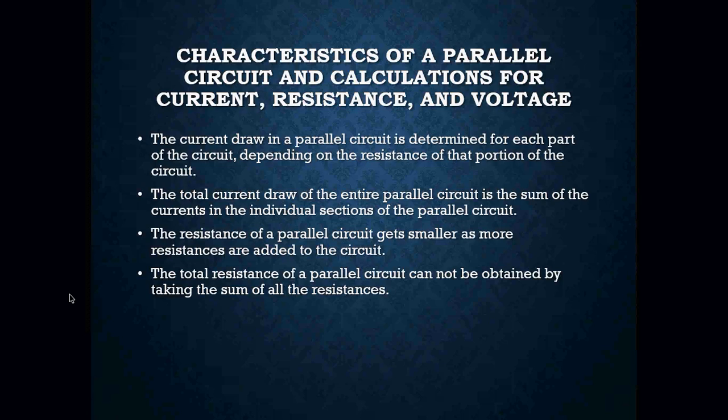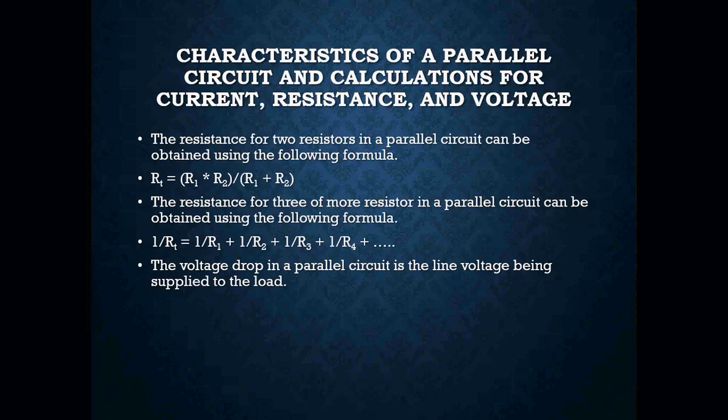Okay, the resistance of a parallel circuit is going to get smaller as more resistances are added to it. The total resistance in a parallel circuit cannot be obtained by just taking the sum of all the resistances. We have to use a specific formula based off of the amount of loads that we have in that circuit. So, for example, if we have a parallel circuit with only two loads, or two resistors, we have to use the formula R1 times R2 divided by R1 plus R2.